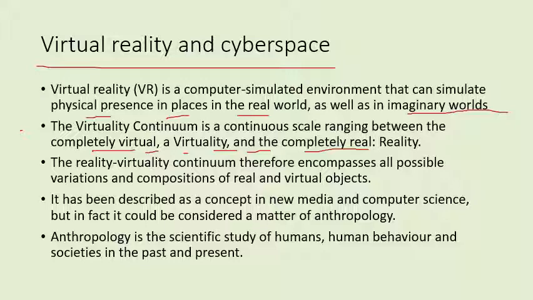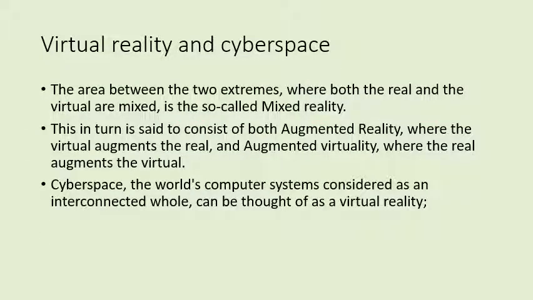It has been described as a concept in new media and computer science, but in fact it could be considered a matter of anthropology. Anthropology is the study of humans, human behavior, and societies in the past and also in the present. The area between two extremes, where both the real and the virtual are mixed, is called mixed reality. This is happening a lot in computer science. This in turn is said to consist of both augmented reality, where the virtual augments the real, and augmented virtuality, where the real augments the virtual. Cyberspace, the world's computer systems considered as an interconnected whole, can be thought of as a virtual reality.